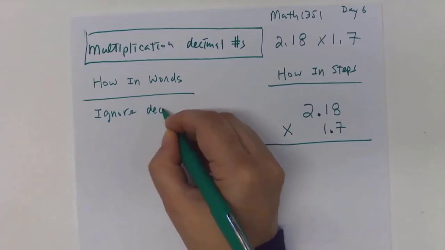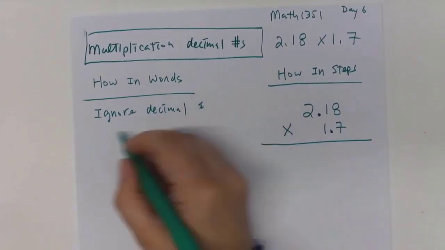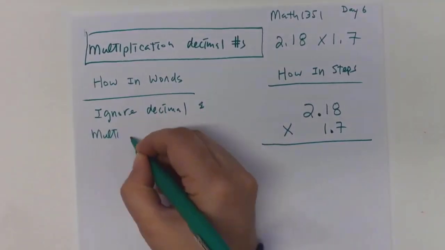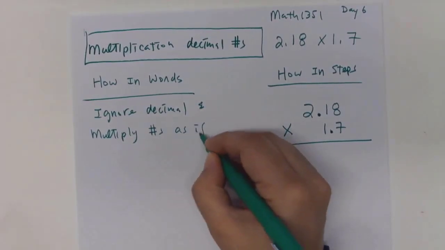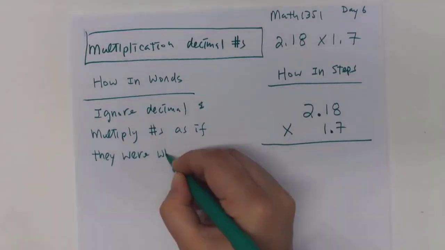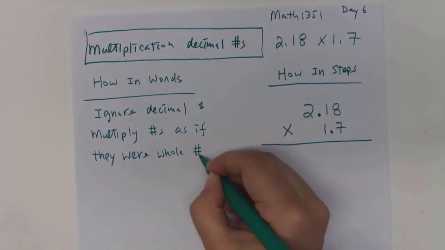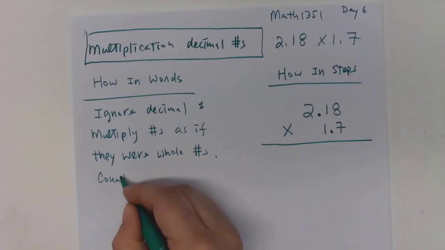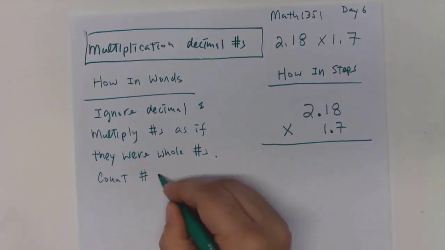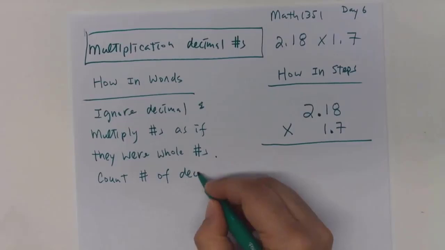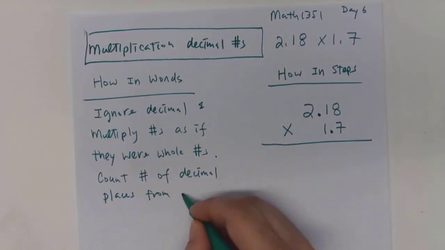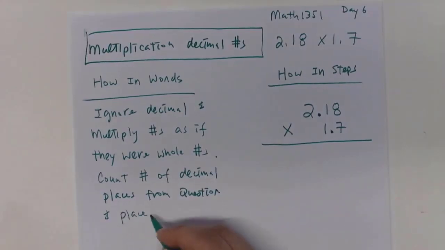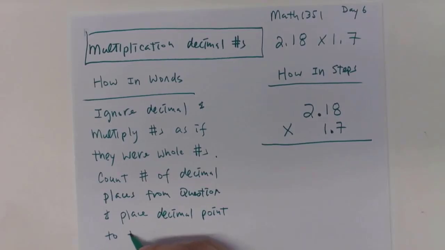Ignore decimal and multiply numbers as if they were whole numbers. Then we want to count number of decimal places from the question and place decimal point to the answer.